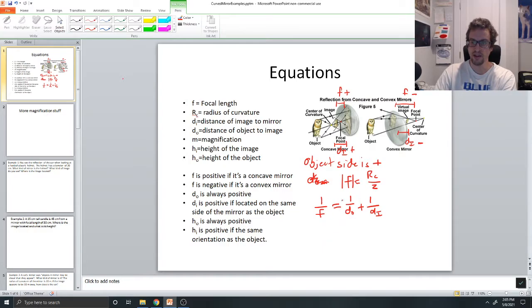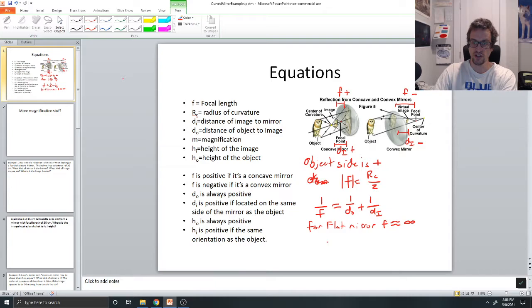And one interesting thing about this is that for a flat mirror, f equals about infinity, because it has no radius. So if I put that in here, I get 0 equals 1 over do plus 1 over di, which means that do equals negative di. That's exactly what we already knew: for a flat mirror, the object and image are on opposite sides of the mirror, equidistant from the mirror.